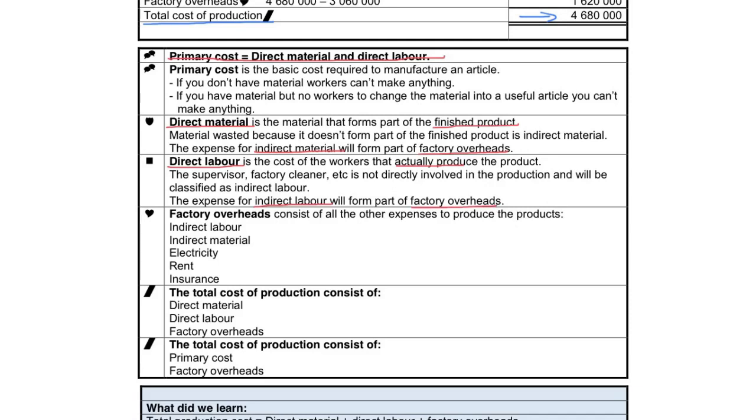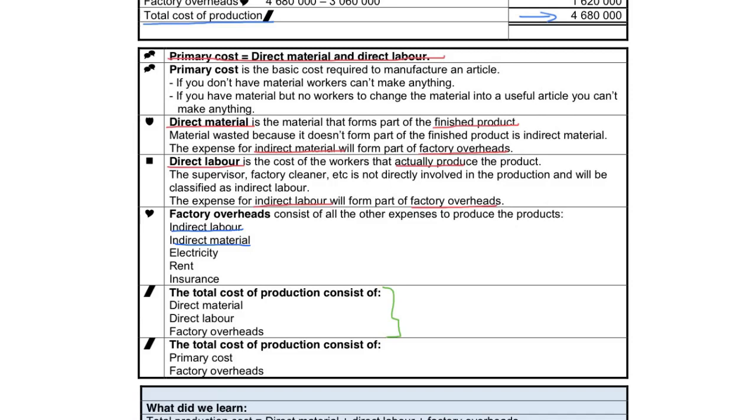Now, factory overheads consist of different things. It is all the other expenses that we have in the factory to be able to produce goods. So that will be the first two that we've already learned, indirect labor and indirect material. Then any other expenses that we have in the factory, like electricity, rent, insurance, any other expense that we have in the factory. The total production cost consists of direct material, direct labor, and overheads. So that is the total cost.